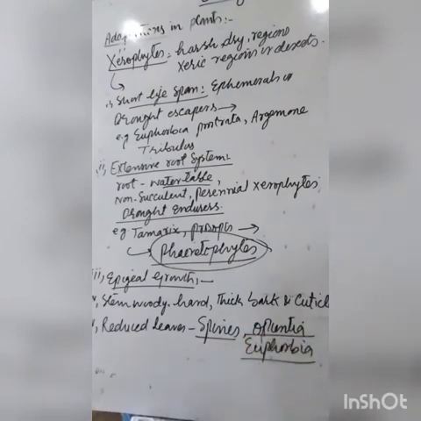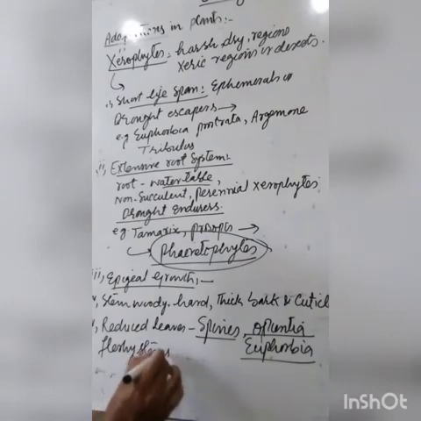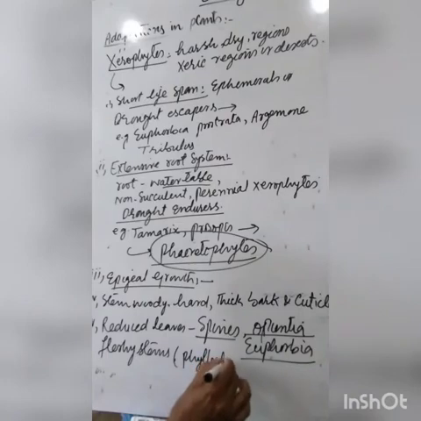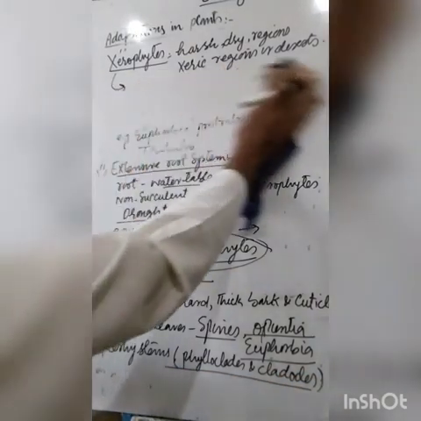These have needle-shaped leaves or spines in order to reduce the water loss, and they may have fleshy stems. That is called the phylloclades or cladodes. These are adaptations of the xerophytes.